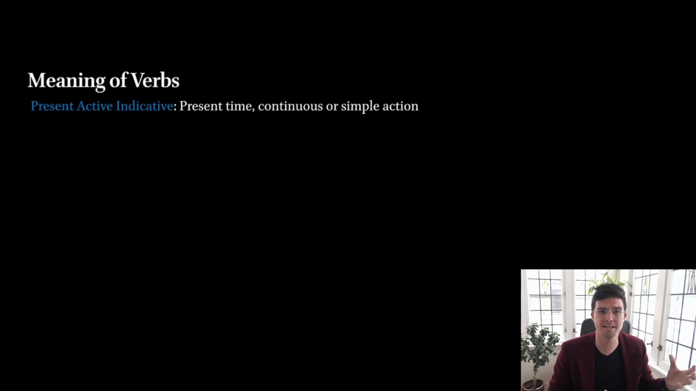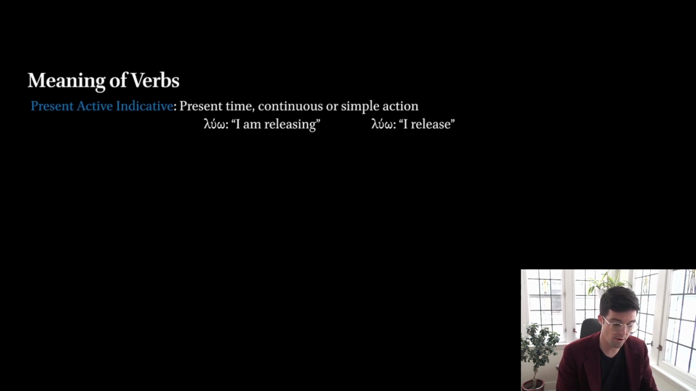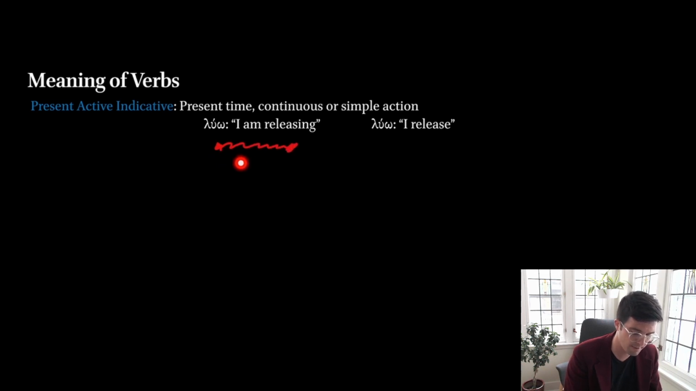So with the present active indicative, we have verbs that are communicating, generally speaking, something that has happened or is happening in present time. The present tense in Greek does not differentiate between continuous or simple action. As I have told you before in this course, you can translate the present active indicative with the continuous "I am releasing" or with the simple form "I release." And the way that I sort of visualize these in my mind is that the continuous action is 2 points wherein the action was happening between them.